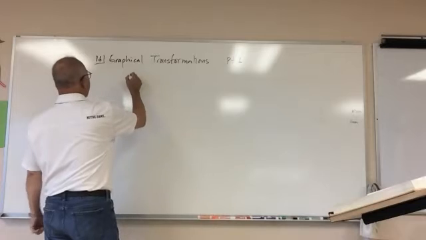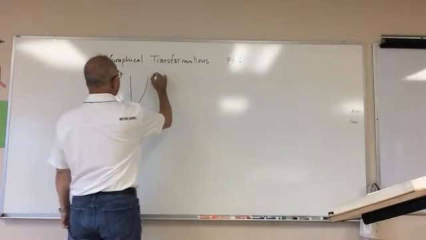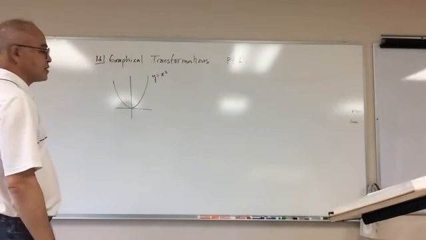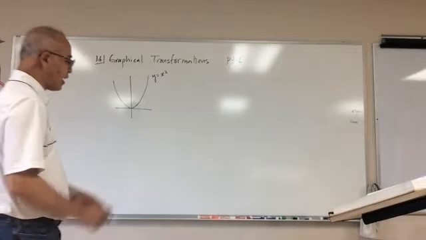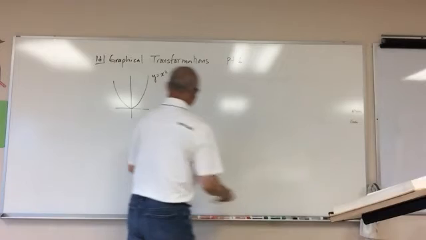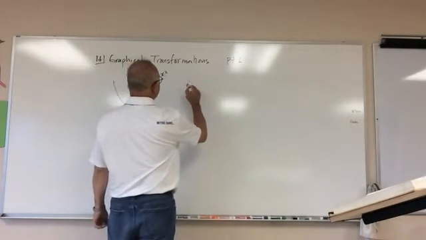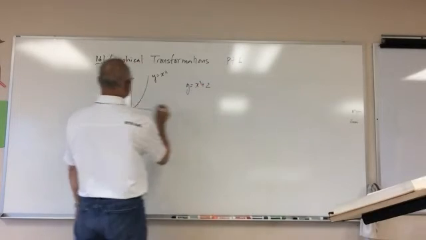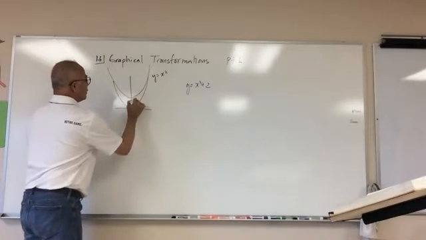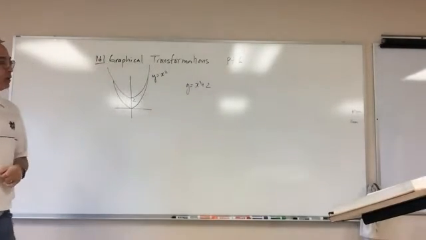So if I start with y is equal to x squared, and let's say I wanted to move this up 2. How would I do that? Can anybody tell me how to do that? You do y equals x squared plus 2. You would go like this and it would just move up like that, right? So this would be 2. You took this parabola and you just moved it right up. So that's easy. Okay, that one's easy.